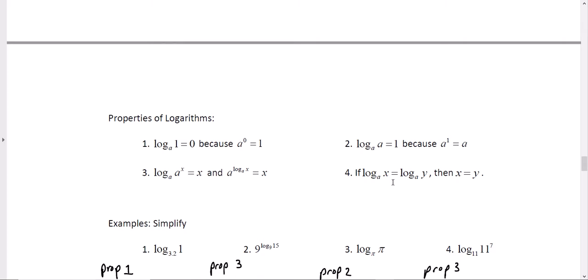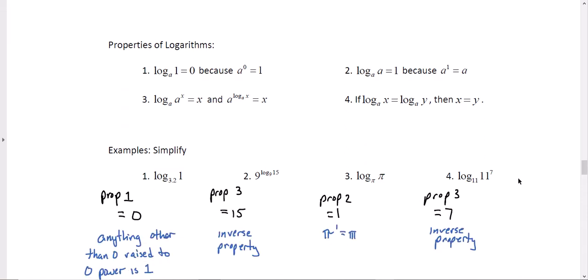Number 4 is the one-to-one property of logarithms. This is used quite a bit. If log base a of x is equal to log base a of y, so log base a on both sides, same base, then it has to be that x equals y. And we have 4 examples here that will use these properties.